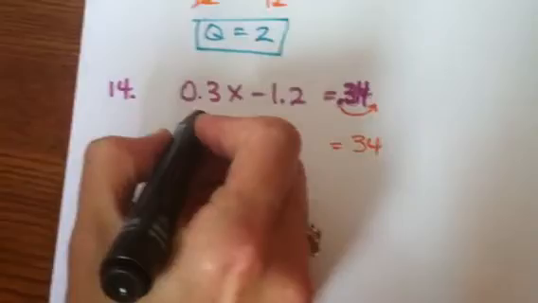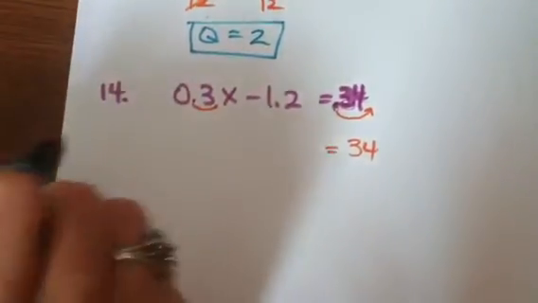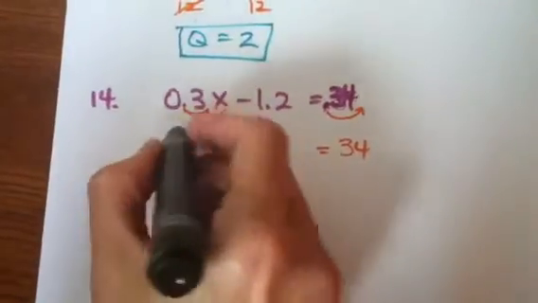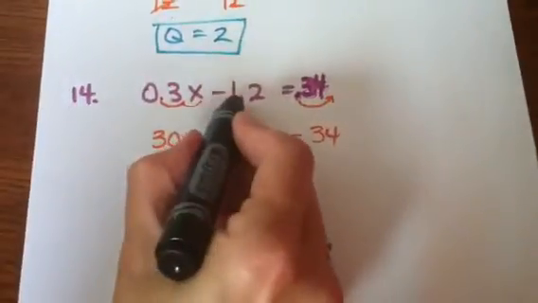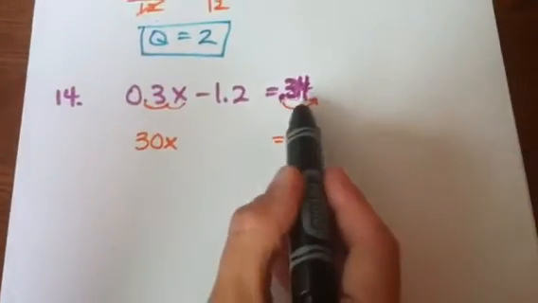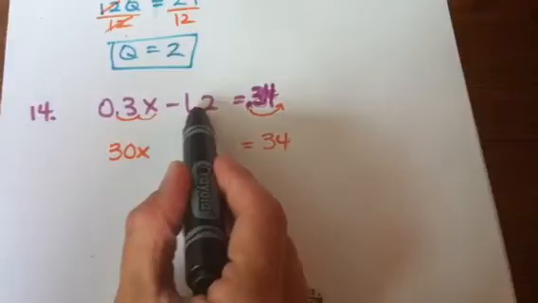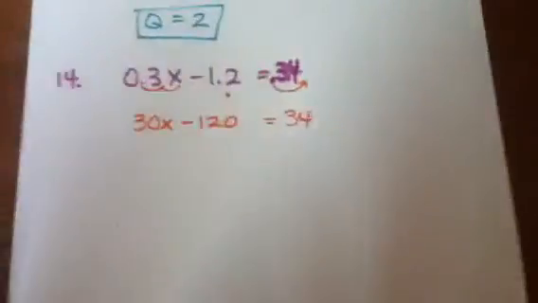I'm going to take this. Notice if I moved it 1 place, it'd be a 3. So if I move it 2 places, it becomes a 30x. Same thing here. If I move it 1, it becomes a 12. But you have to move it 2. Since you move this one 2, you have to move this one 2. If I move it 2, it becomes a 120.